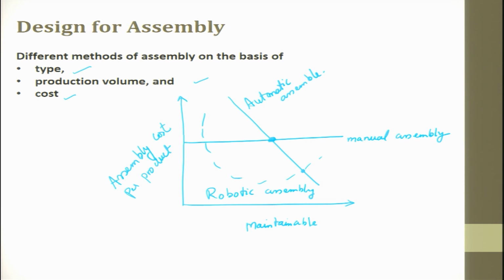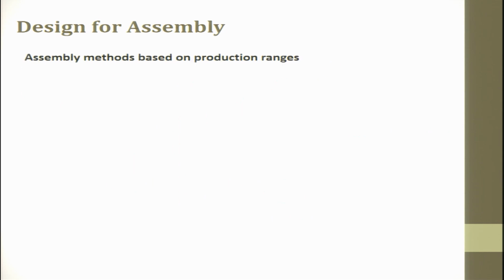So, in automatic assembly, synchronous, non-synchronous, robotics, PLC and computers are used for controlling, and in manual assembly you use a human being to do it. If you look at this, the best quality parts are got from automatic assembly only. So, let us see the assembly methods based on production range.